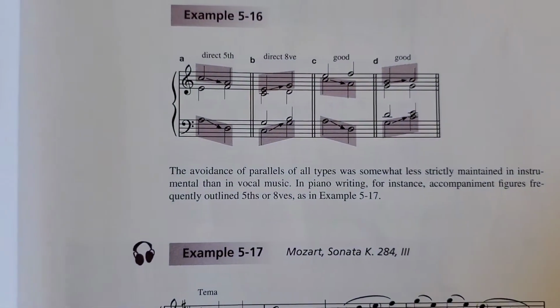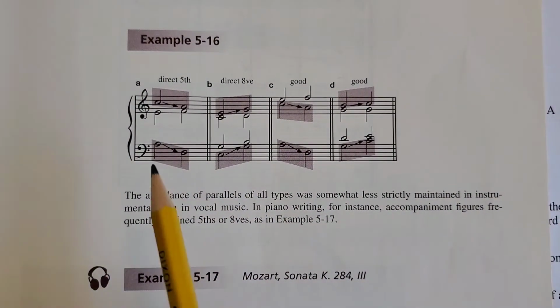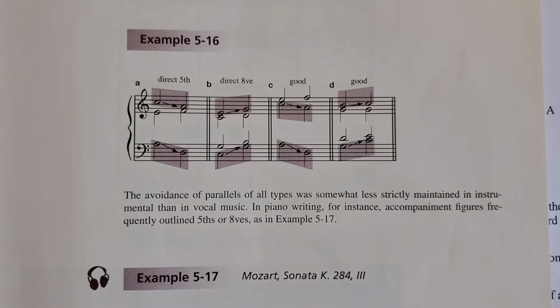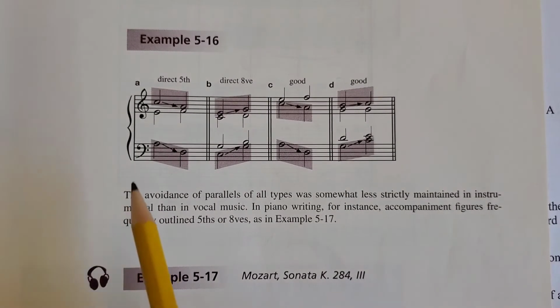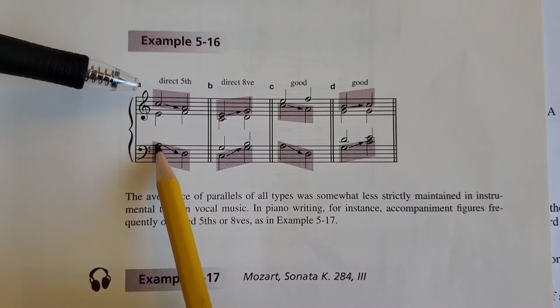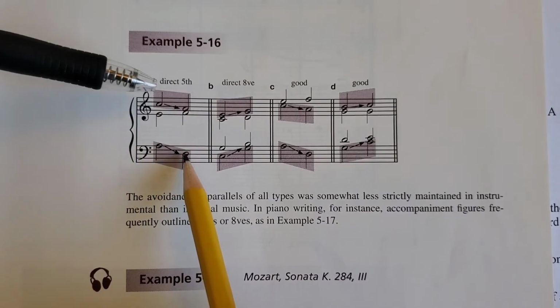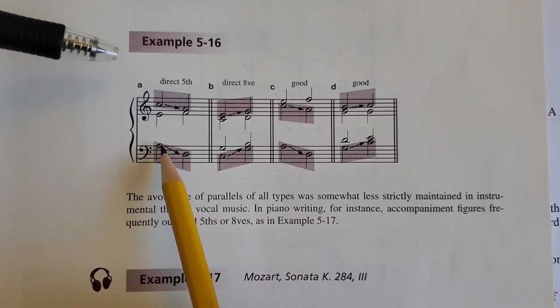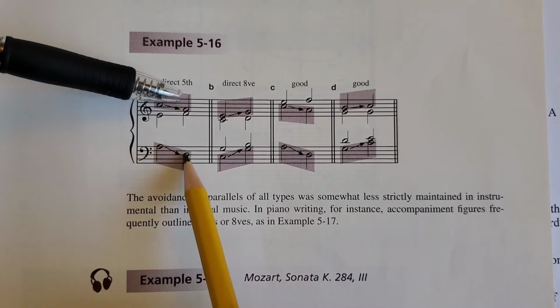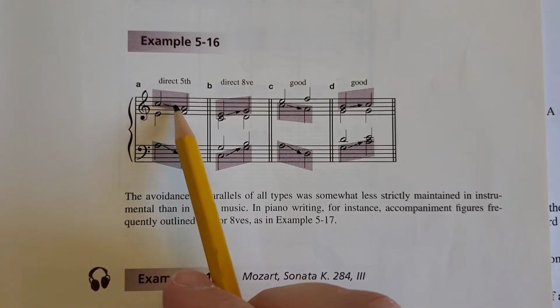This is over on page 81, example 5-16. Part A is a direct, or hidden, fifth. Let's see why. Remember that it has to be between the bass and the soprano. So here between the bass and the soprano we have a third, and then it moves to D and A, which is a fifth, right? So A to C is a third, D to A is a fifth. Now notice there is a leap in the soprano.